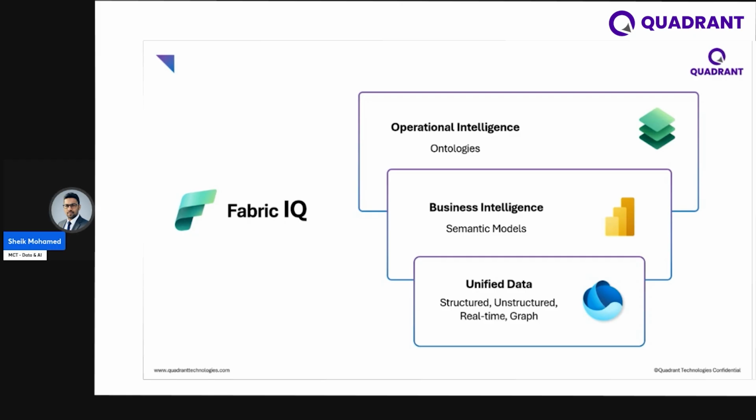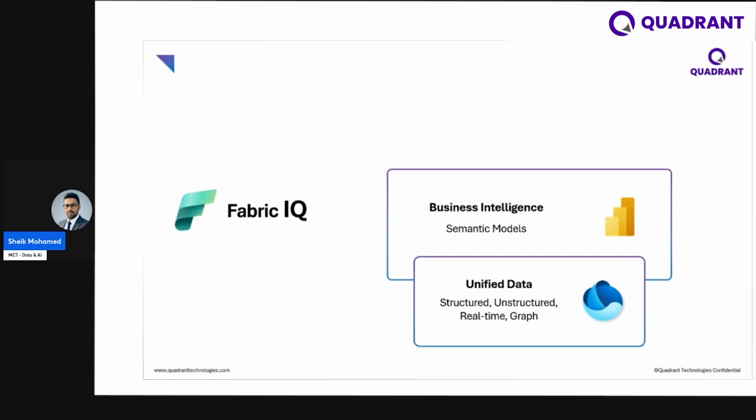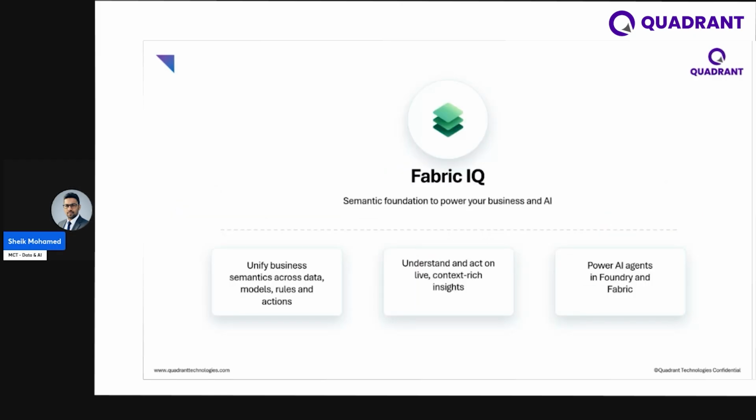So in the previous slide, please, Vamshi. We look at three different outcomes that IQ is going to help you with. First, unify your business semantics across your data, or even models, rules, or any actions that you may have, and then understand and act on live, context-rich insights. You can reuse these semantic models that you may have, and then the third outcome is to power your AI agents in Foundry as well as Fabric. Yeah, the next slide, please.